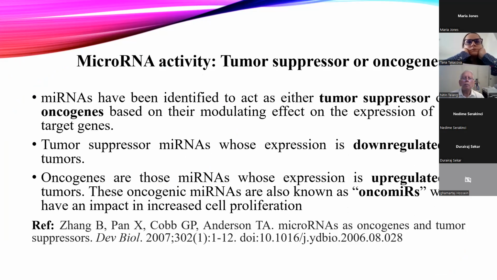So what are the activities of microRNA? One is that it acts as a tumor suppressor. The second is that it may also act as an oncogene. So microRNAs have been identified to act as either tumor suppressor or oncogene. We already know that. What scientists have discovered is that tumor suppressor microRNAs have down-regulated expression in tumors. In other words, oncomiRs, that is oncogenic microRNAs, are upregulated.